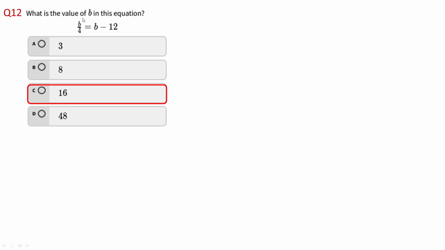Question number 12. What is the value of B in this equation? So let me write out the equation here. And I'm going to show you two different ways. I'm going to show you the algebra way, and I'm going to show you a numerical way, a way you could answer. So two different strategies for solving number 12 here.